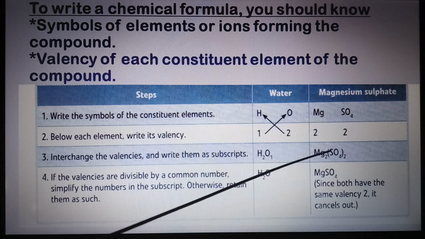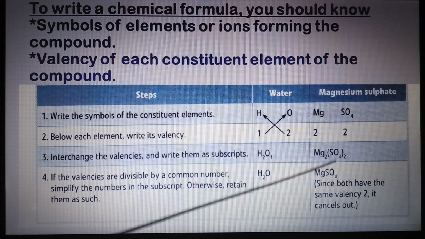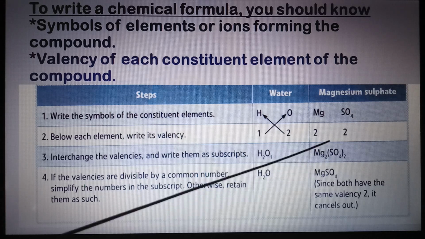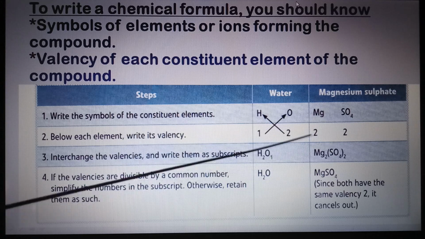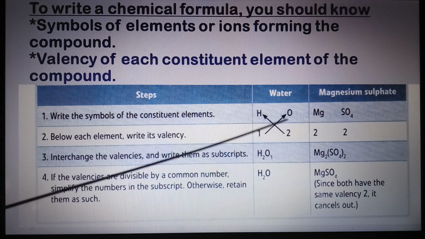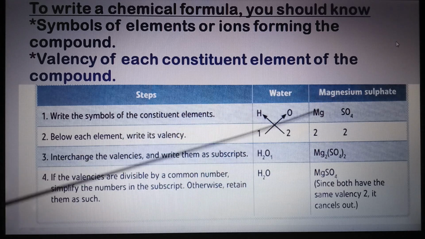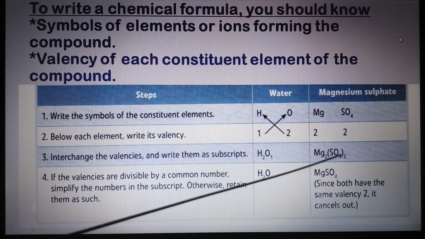Interchanging, here we are writing 2, and here we are putting a bracket. Please note, we put a bracket because when more than one element or a group of elements, that is, a radical, is used, you have to put the bracket outside, and they will have the interchanged number of the other element or radical. So we need to put the bracket when a group of atoms is in combination.